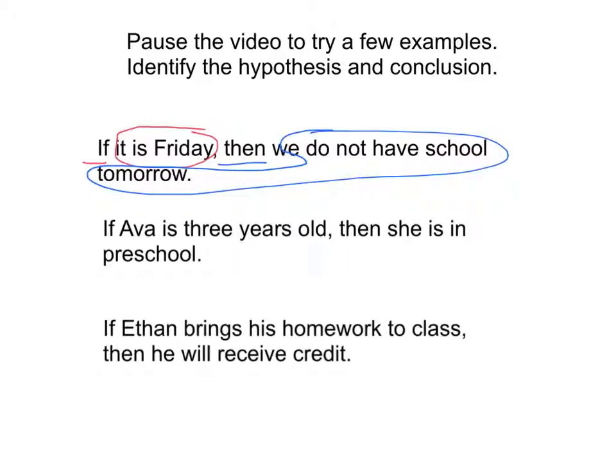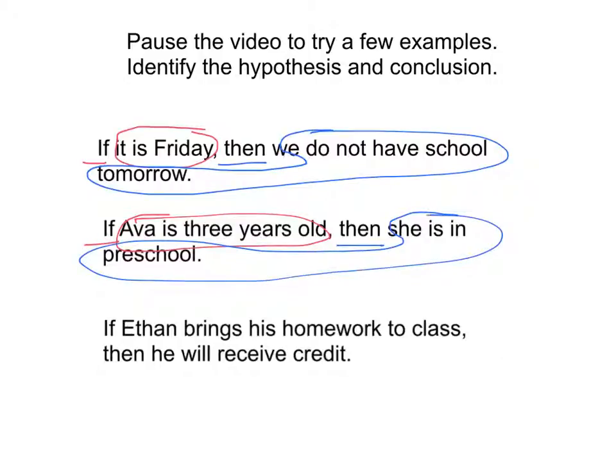If Ava is 3 years old, then she is in preschool. So if Ava is 3 years old is our hypothesis, then she is in preschool is your conclusion. And then for the last one, if Ethan brings in his homework to class is your hypothesis, and your conclusion is that he will receive full credit.